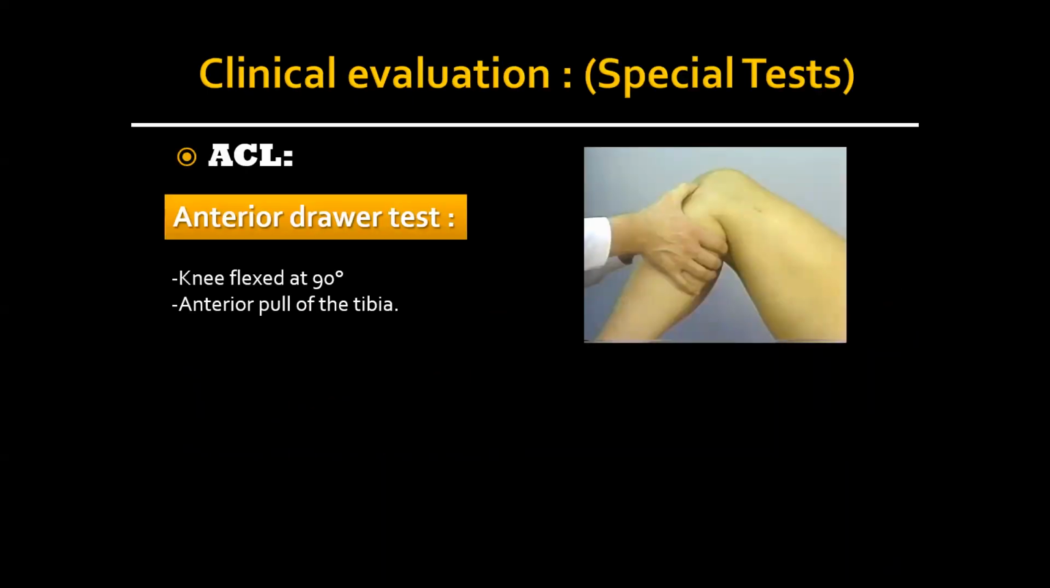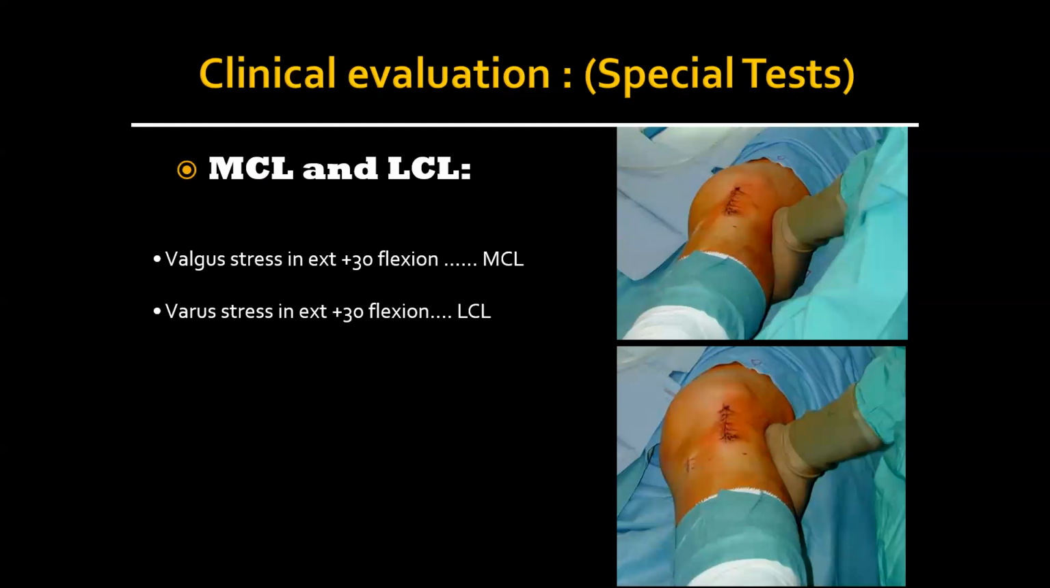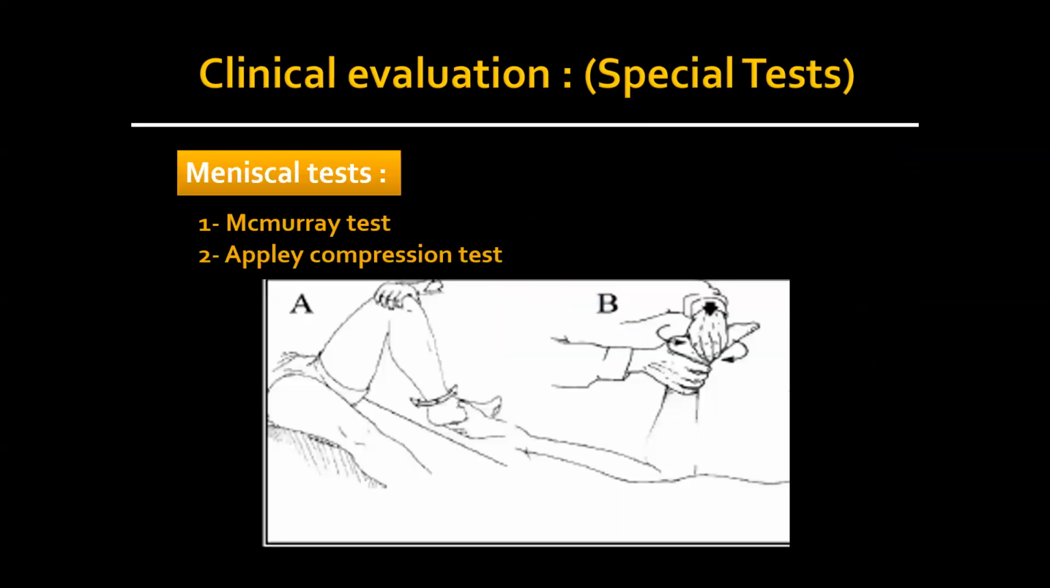There are special tests for the ligamentous structure supporting the knee. The ACL can be tested by anterior drawer test or Lachman's test. The PCL can be tested by the posterior tibial sag on looking at the knee from the lateral aspect, posterior drawer test, and quadriceps active test. The collaterals can be tested by varus and valgus stress testing in full extension and in 30-degree flexion. Meniscal injuries can be suspected using McMurray test or Apley compression distraction test.